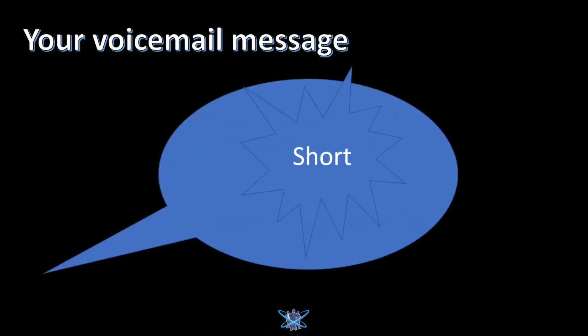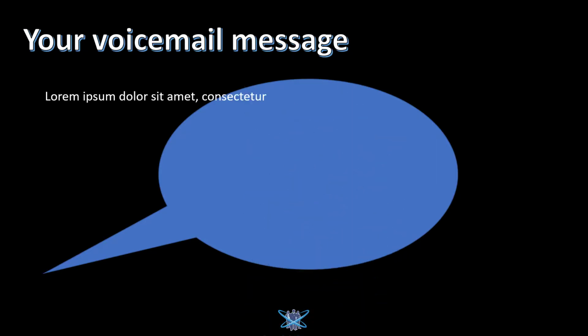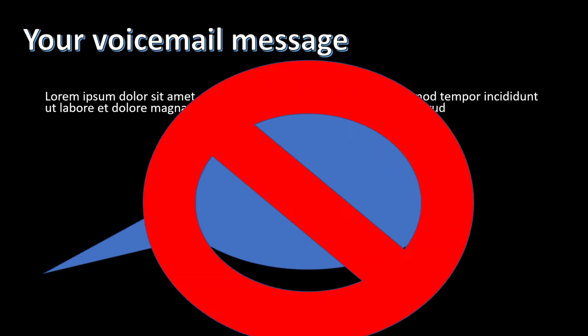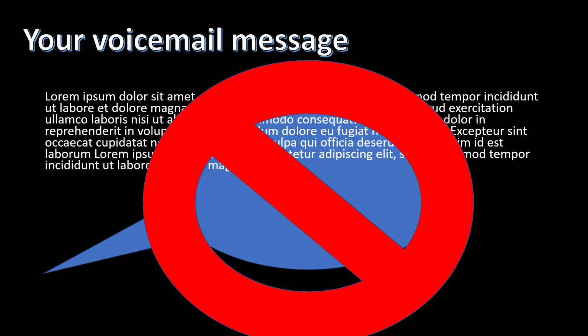To summarize, your voicemail messages should be short. You should speak slowly and clearly with a clear purpose. You should say the time and day you called. Keep your message very short, 15 to 20 seconds, maximum 45 seconds. Whatever you do, don't leave rambling long messages. They're sure to be deleted by the person that you called.